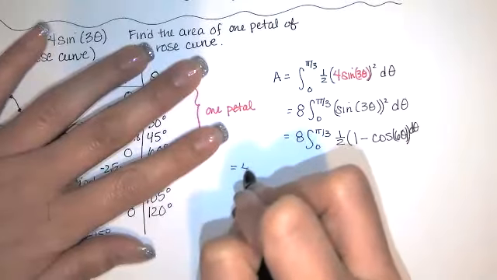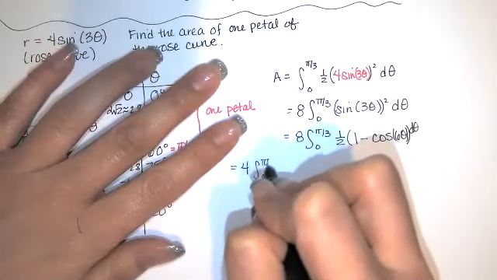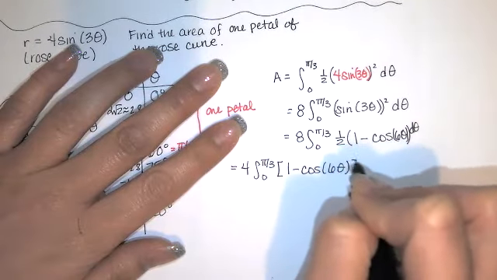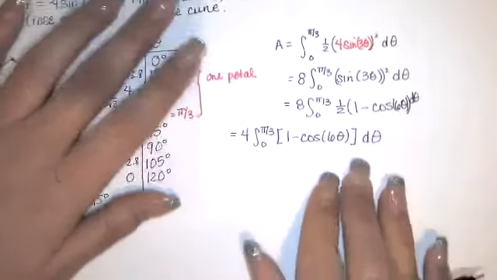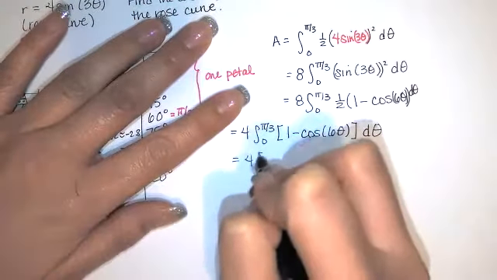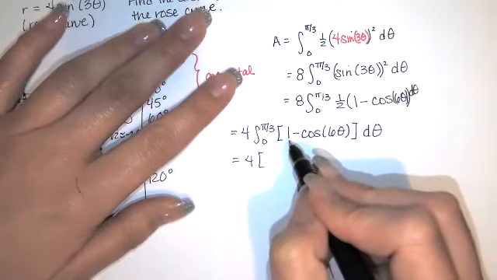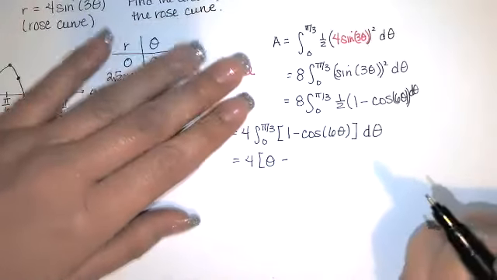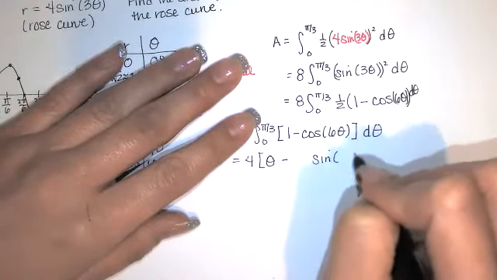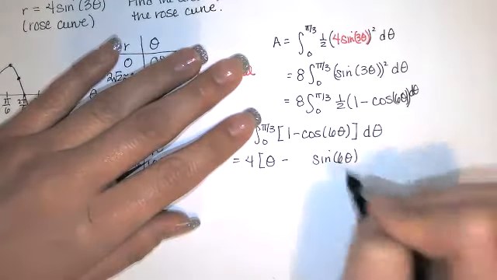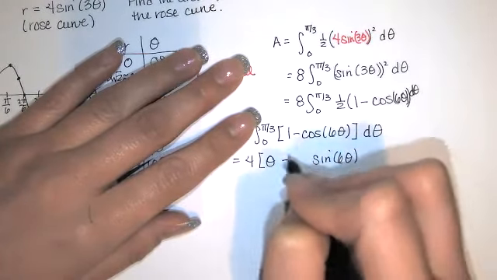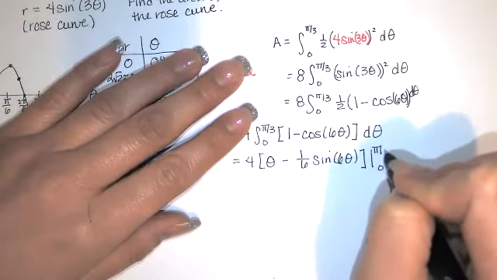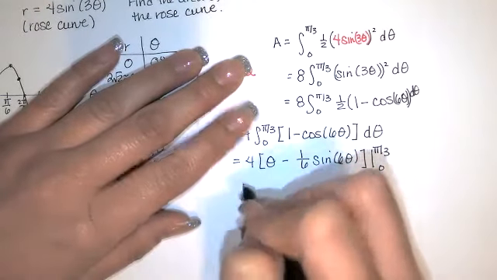8 times 1/2 is 4. You have the integral from 0 to pi over 3 of 1 minus cosine of 6 theta d theta. And now we antidifferentiate. The antiderivative of 1 with respect to theta is theta. Antiderivative of cosine with respect to theta is sine of the same angle. Since there's a 6 inside, we have to divide by 6. If that's a k, we always divide by k. And evaluate from 0 to pi over 6, or pi over 3, excuse me.